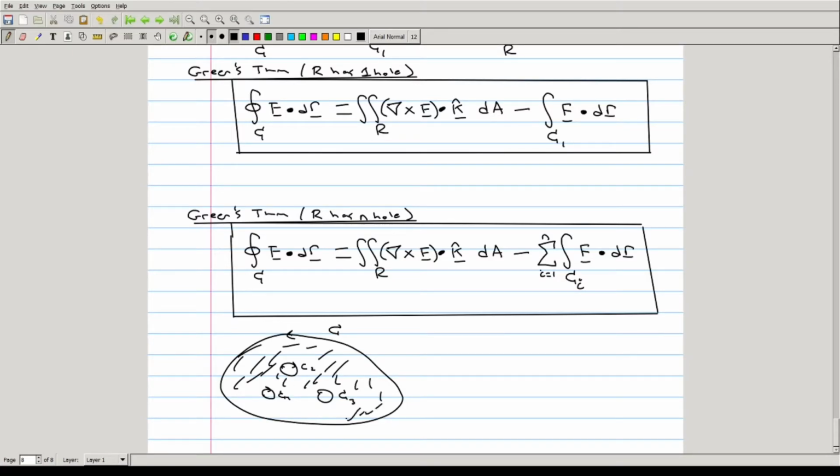So you'll have to compute an integral around each one of these subcontours and subtract it from the double integral of the curl in the region R, according to the general Green's theorem. I'm not going to go through and prove this. The proof is almost exactly the same as the proof of this one whole theorem, and you can actually see it in the book as well.